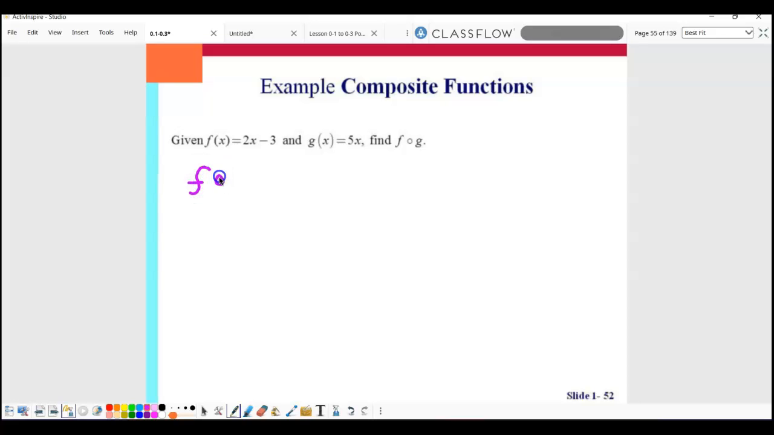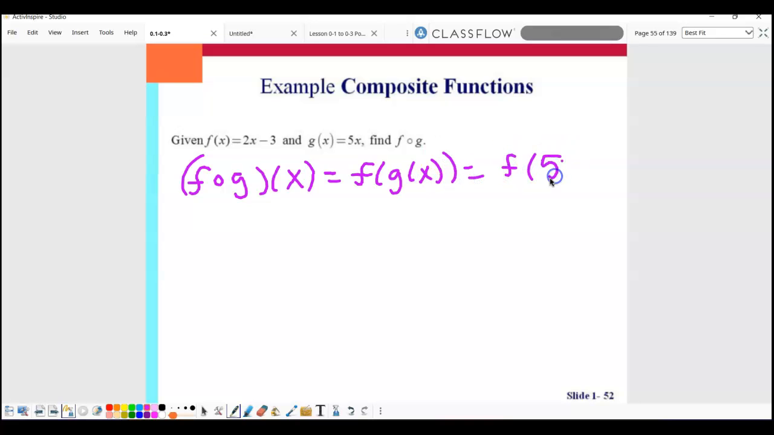So f of g is the same as f of g of x. You could also see this written as f of 5x. So instead of having g of x in there, they might just totally plug the function in there. And that's 2. Everywhere you have an x in f, you replace it with 5x. And then you simplify.